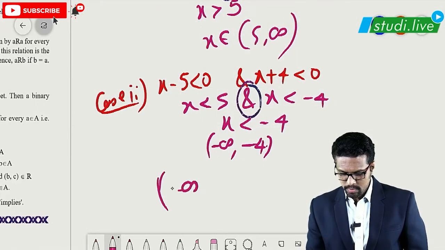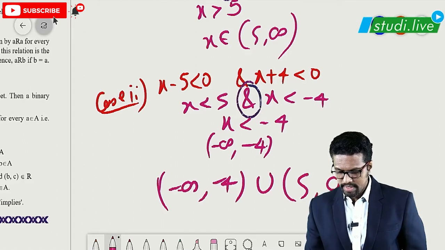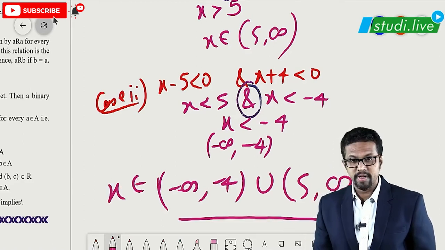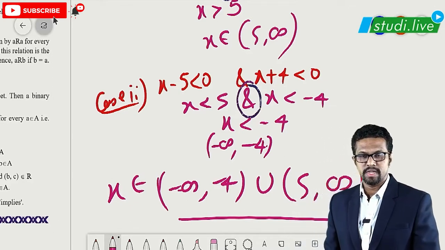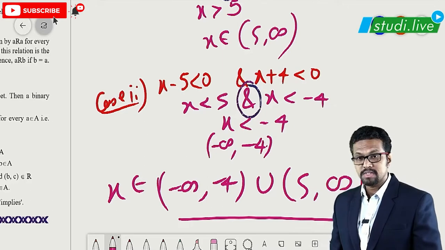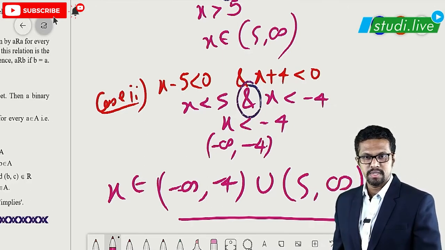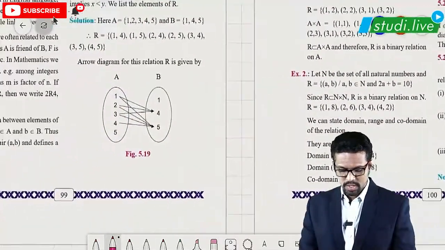So what is the final answer that we are getting? Minus infinity to minus 4 union 5 to infinity. All these are the possible values of x. So x belongs to this interval, minus infinity to minus 4 and from 5 to infinity. So these are the required values. Hopefully this type of question is also understood by everyone.